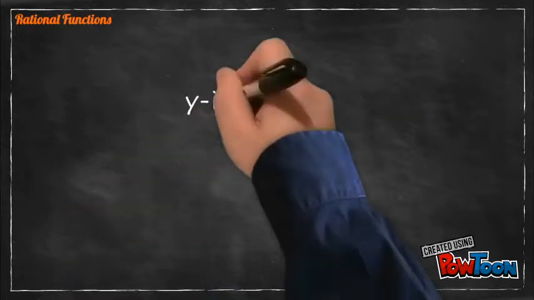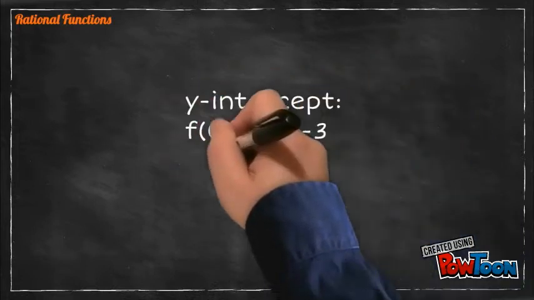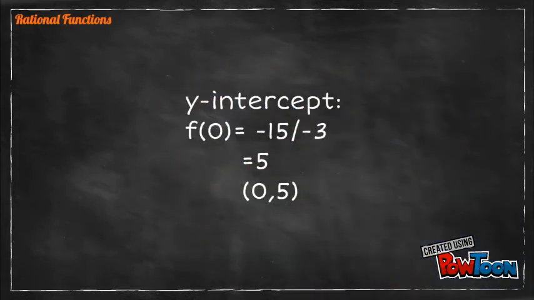In getting the y-intercept, we have f of 0 is equal to negative 15 over negative 3 is equal to 5, giving us 0, 5.